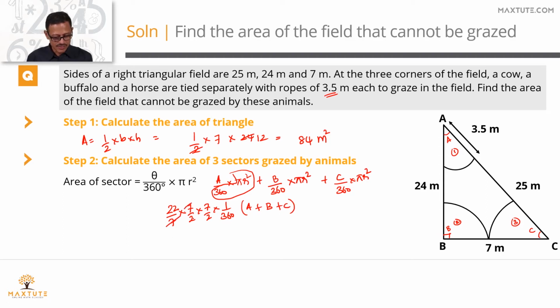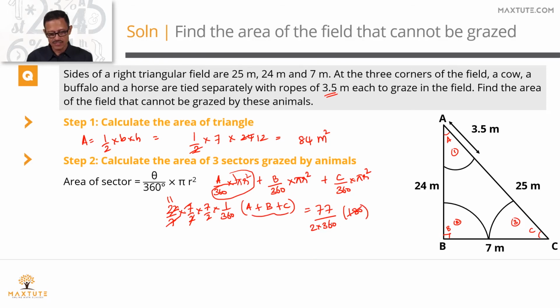Cancel the 7 with a 7, cancel the 2 with 22 to leave us with 11. So it will leave us with 77 divided by 2 times 360, that's in the denominator, into a plus b plus c. Do we know b? Yes, 90. Do we know a or c? No. But we know a plus b plus c. Sum of the interior angles of any triangle is equal to 180. So we do not know a and c separately, but we know the measure of a plus b plus c, which is equal to 180.